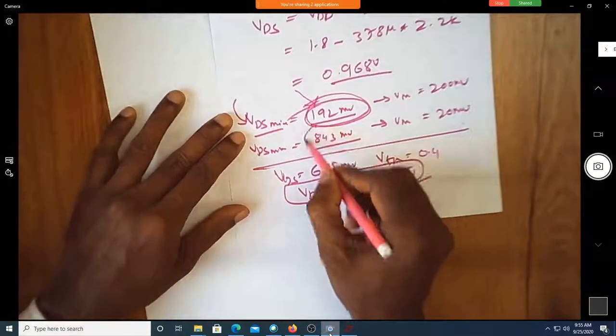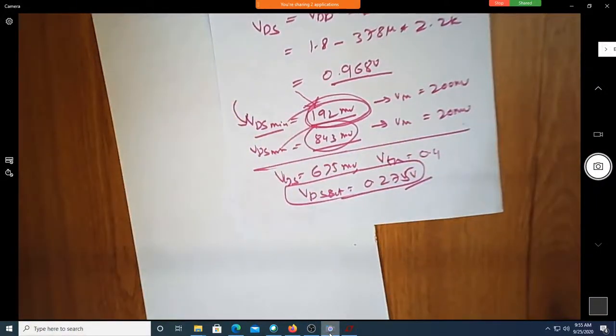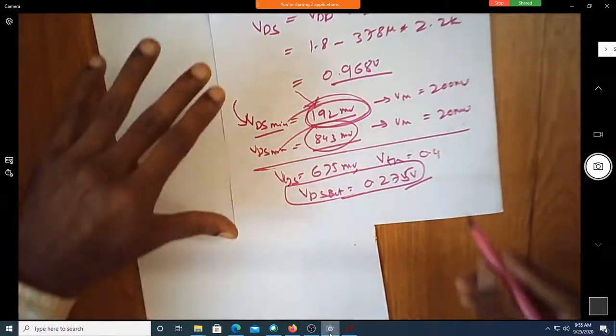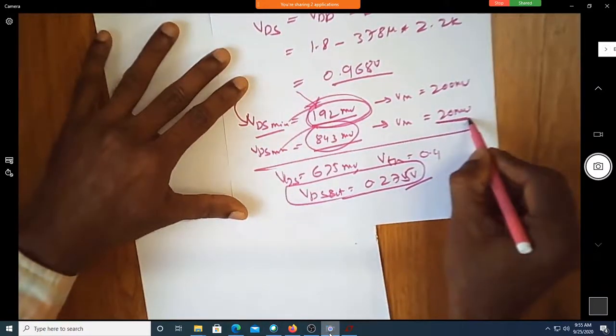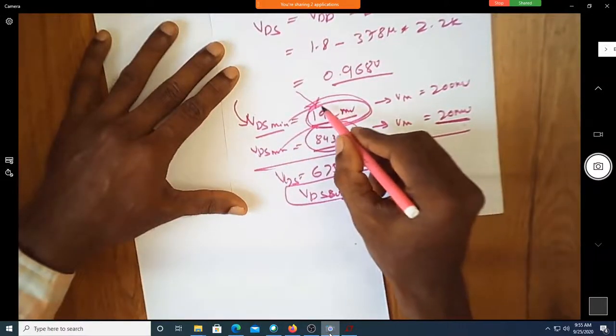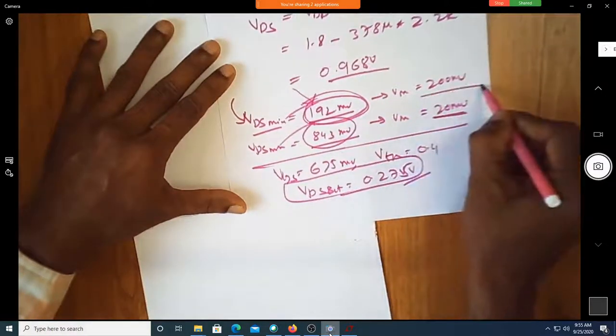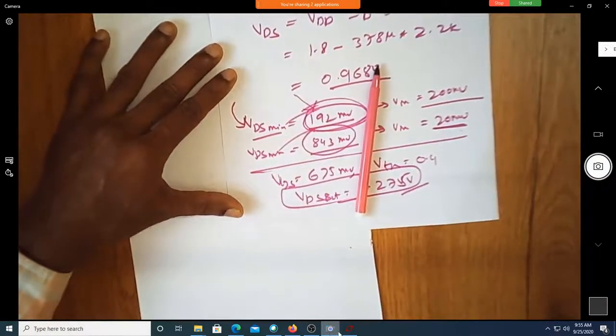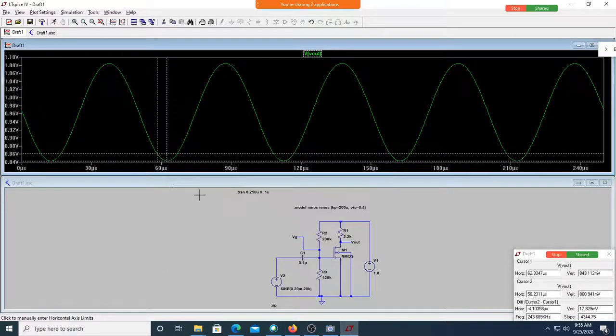How about this? It's greater than VDS saturation, so it is in the saturation region. The MOSFET is in saturation region when the amplitude is 20 millivolt. So the MOSFET is not in saturation when the input is 200 millivolt. But please don't mistake me here: the MOSFET is not fully in the linear region when it is 200 millivolt.